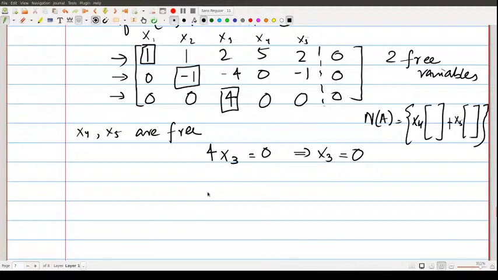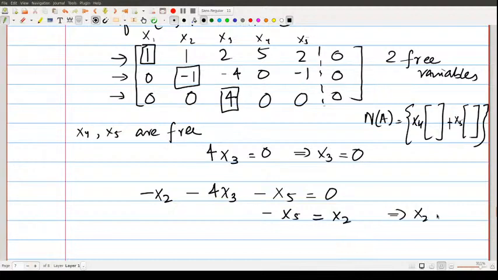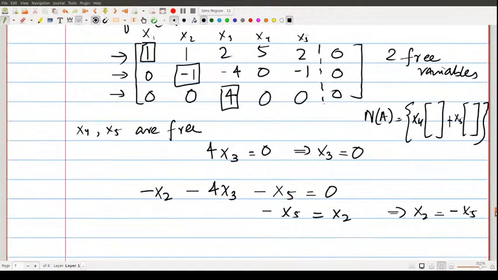The second row is telling me that minus x2 minus 4x3 plus 0 times x4 and minus x5 is equal to 0. So I can solve this equation for x2. This tells me that x2 is minus 4x3 minus x5. I don't need to write minus 4x3 because I know x3 is 0. And x5 is free, so I can just write that x2 is equal to minus x5. So I found x2 in terms of my free variable.